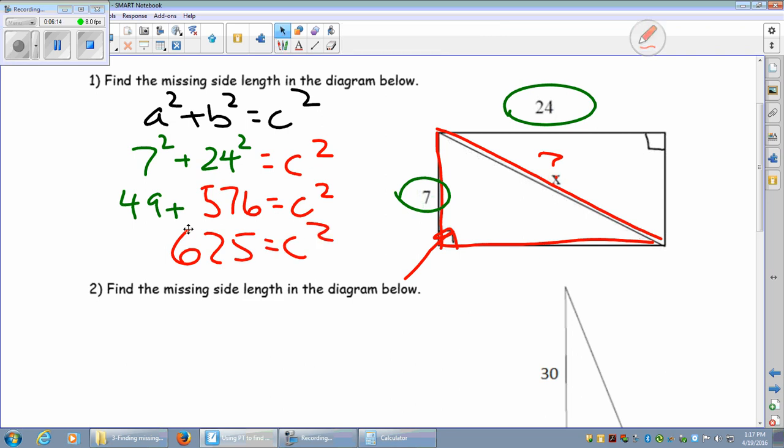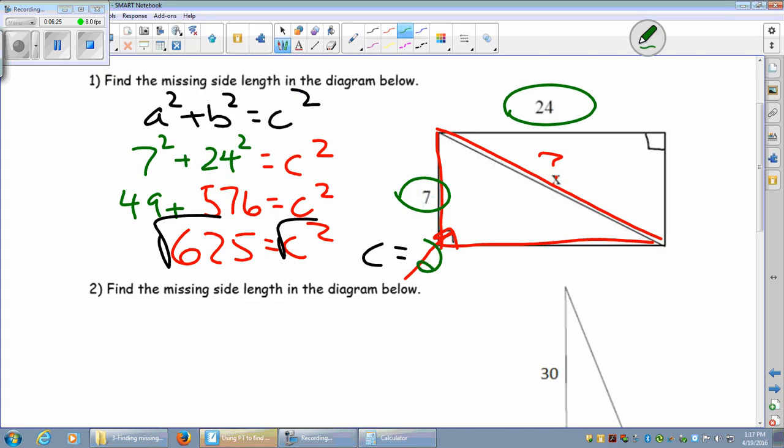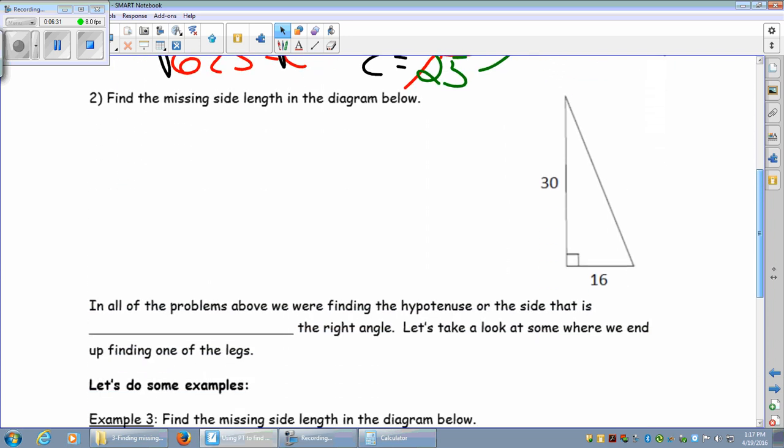And if I try to square root both sides, I think this one is a perfect square, but it's a little bit too big for me. So I'm going to use my calculator, square root, and I end up getting 25. So apparently that side was equal to 25. Hopefully you guys got that. If not, hopefully you see what you did wrong, and we can do number 2 the same way.